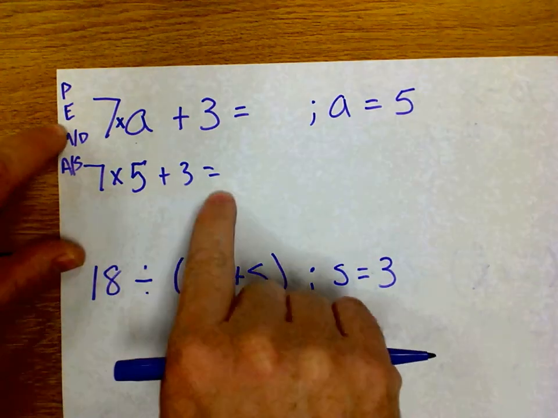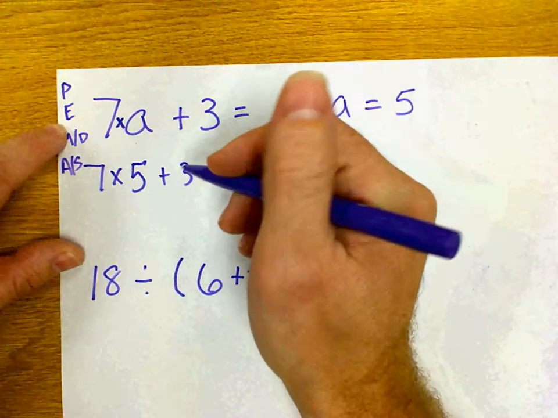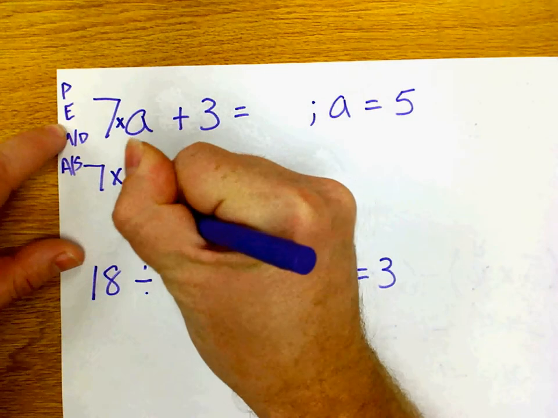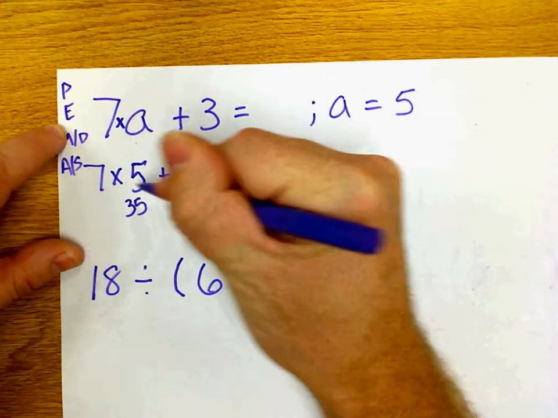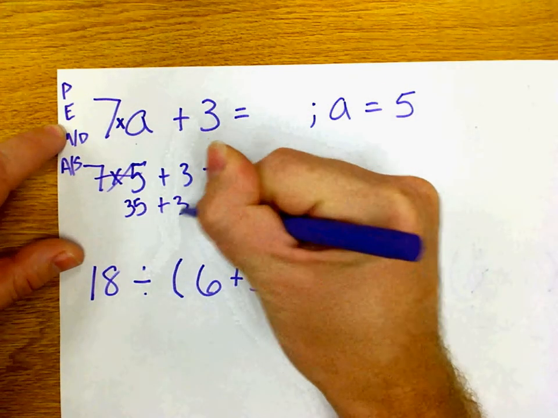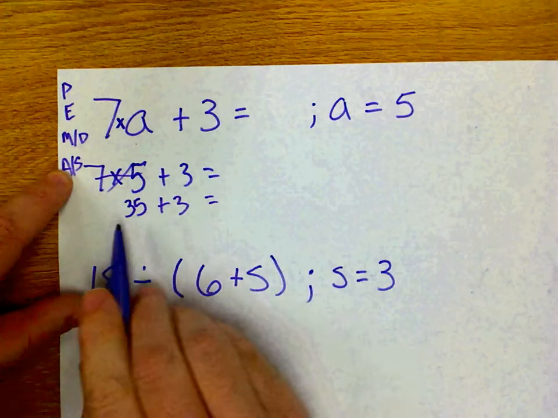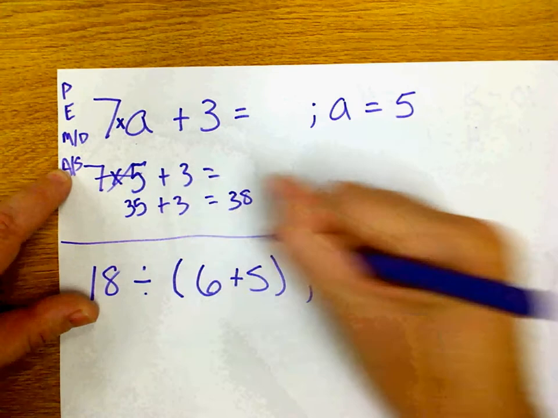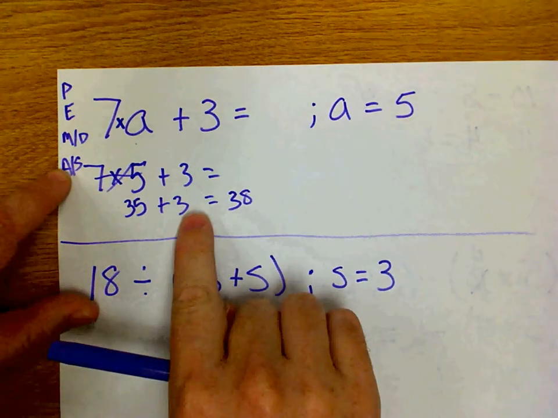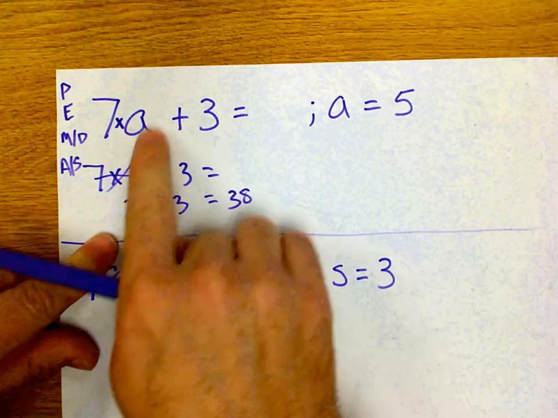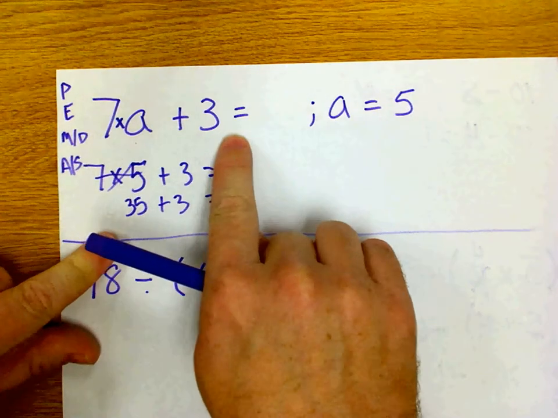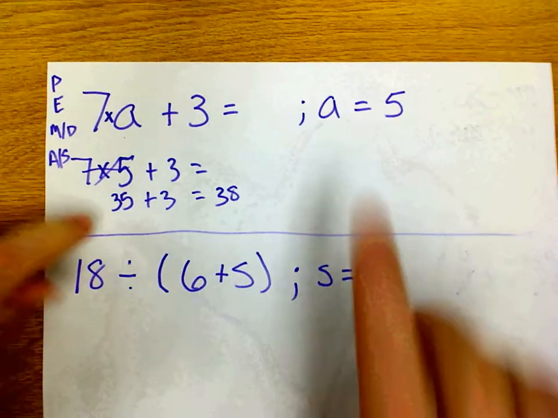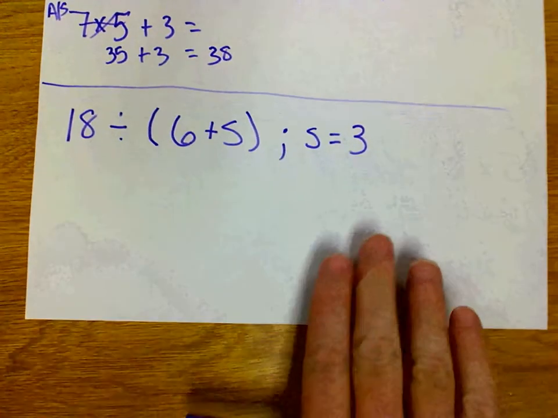7 times 5, well, I'm going to solve that first. 7 times 5 is 35. Then I copy the rest of the problem down. Then I've got addition, subtraction. 35 plus 3 is 38. That's my answer. I have evaluated the expression. They say that whenever they do algebra, and they've got a variable in there. Okay?